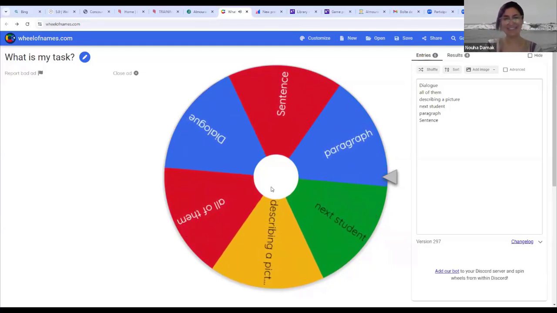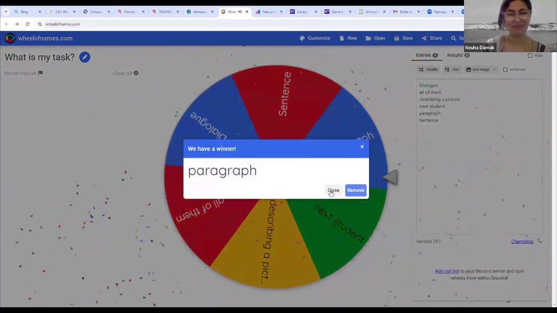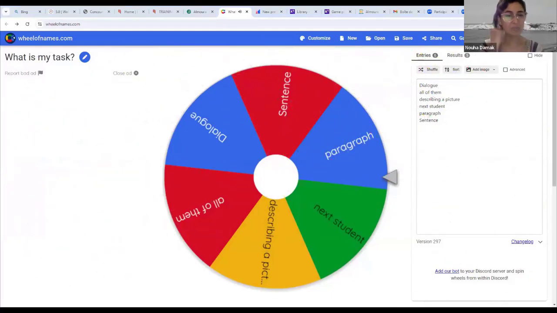Oh my God. It's paragraph. Yes, sir. It's a paragraph. Write in the chat box a 3-sentence paragraph about your daily routine. That's the same, okay?